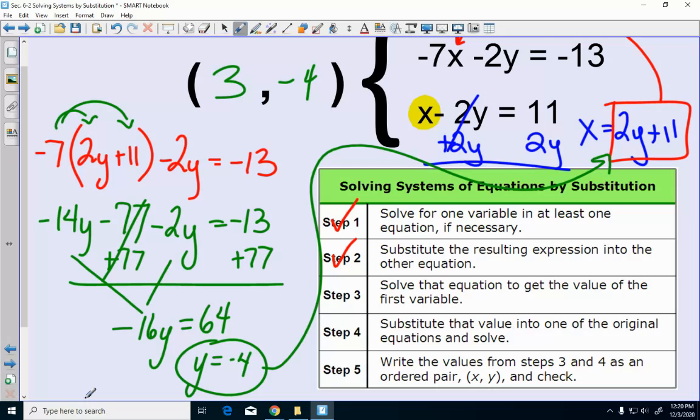So I'm going to take that answer of negative 4. I take it back to where I started. It will give me my other variable.